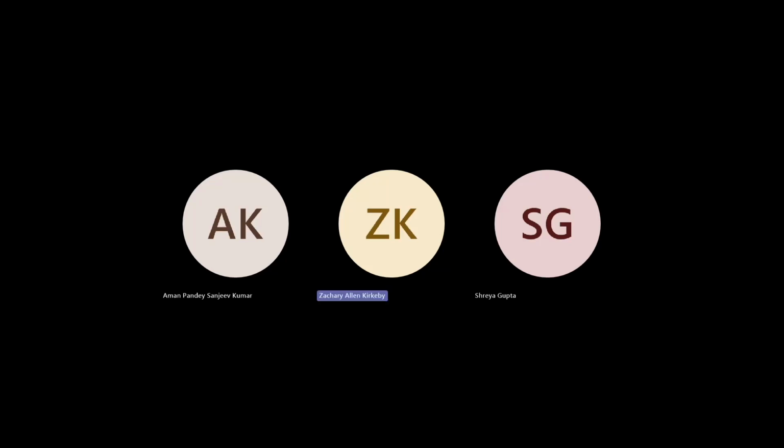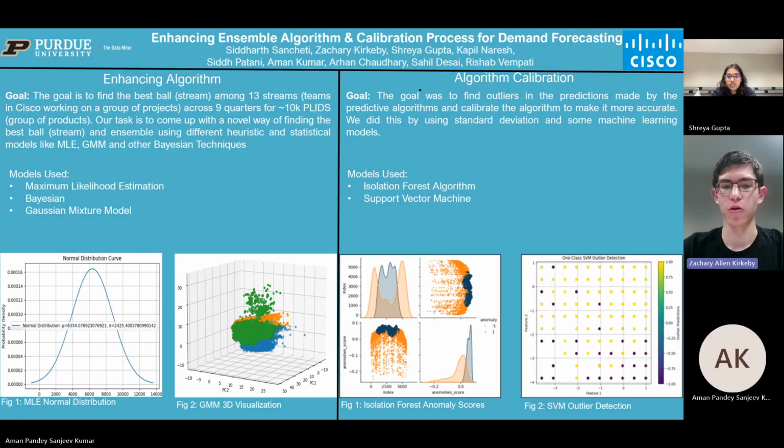Hello, everyone. We are the algorithm and calibration team for Cisco at the Data Mine. Our group has two goals: improving the current stream selection method for demand forecasting of consumer electronics and software solutions, and improving that stream selection method by looking for outliers.